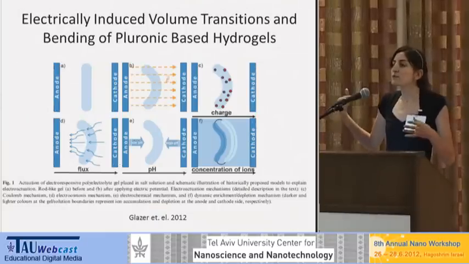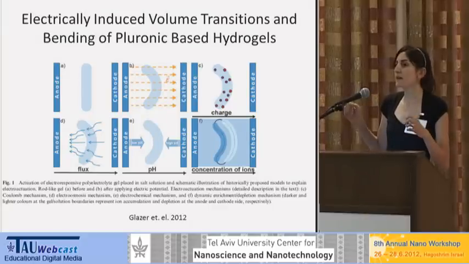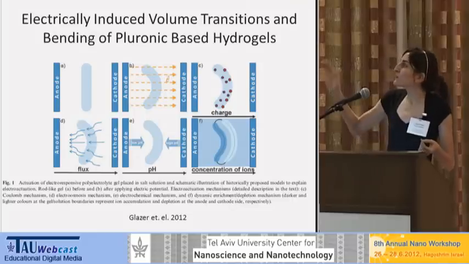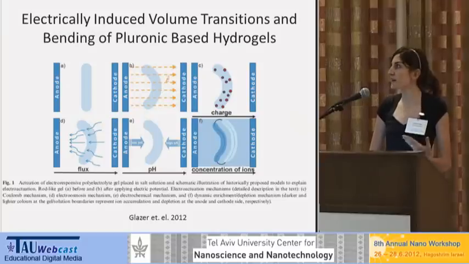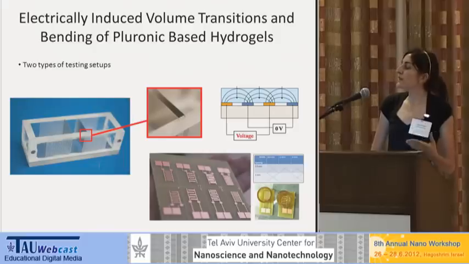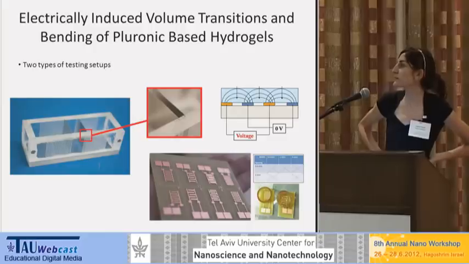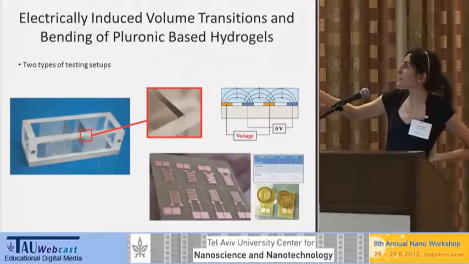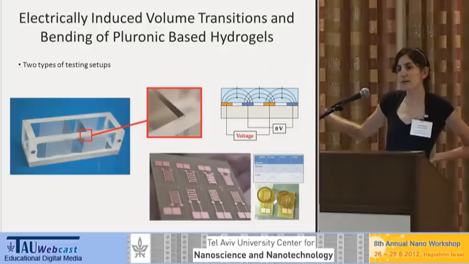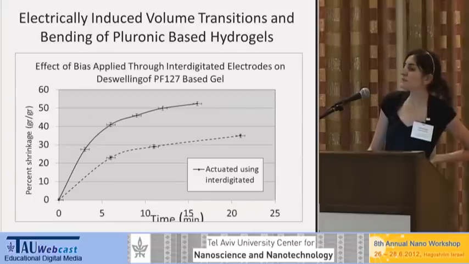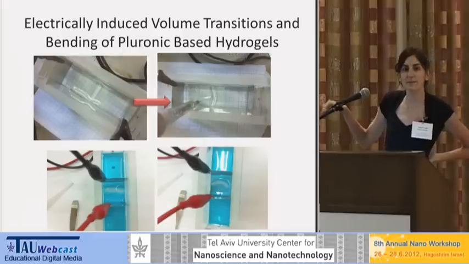What's interesting, if you change the solution, then you typically get isotropic changes. If you apply an electrical field, then you actually get bending. There are a lot of explanations for this mechanism. In order to check the mechanism of the bending, we built a tank out of perspex with platinum electrodes. And then in order to check the volume transitions, we have interdigitated electrodes. To understand the different kinds of fields generated from both setups and the results, you can come see my poster where I talk about the shrinkage or swelling as a result of the field, and also the bending.